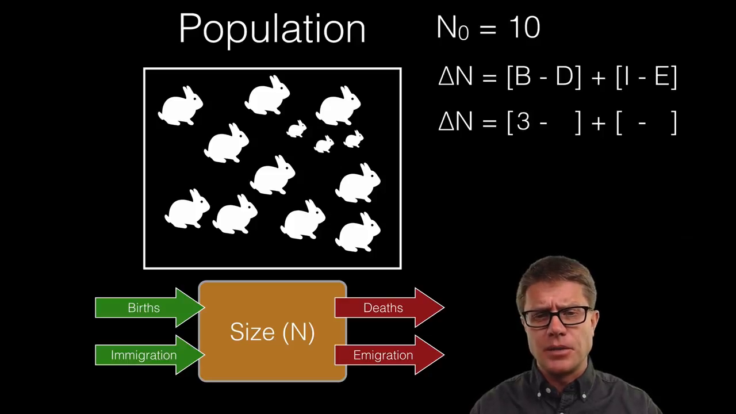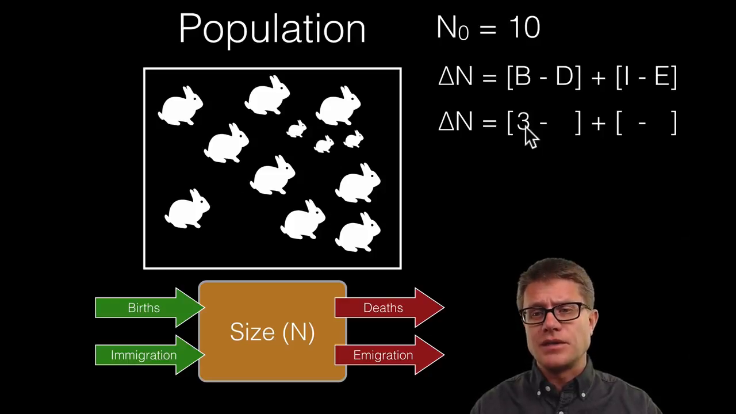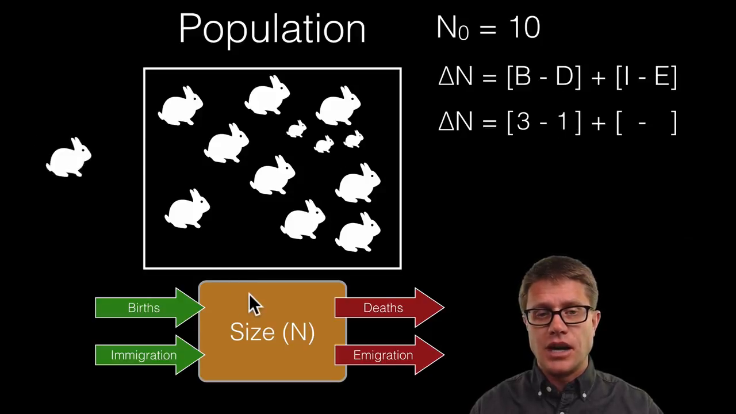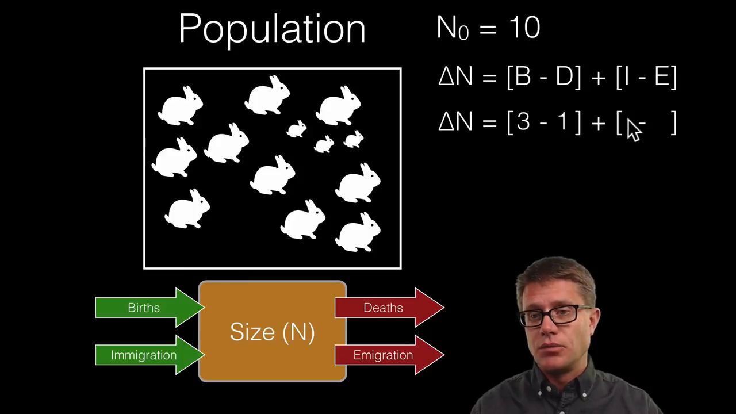Now let's watch the population again. You can see one of the rabbits died. And so we're going to put a 1 here in the deaths. We could look at immigration. How many come in? Looks like just 1. So we would put a 1 right here. And then how many emigrate?